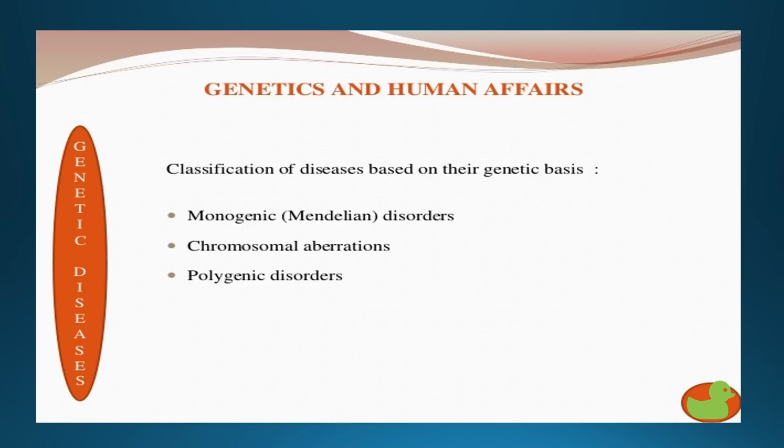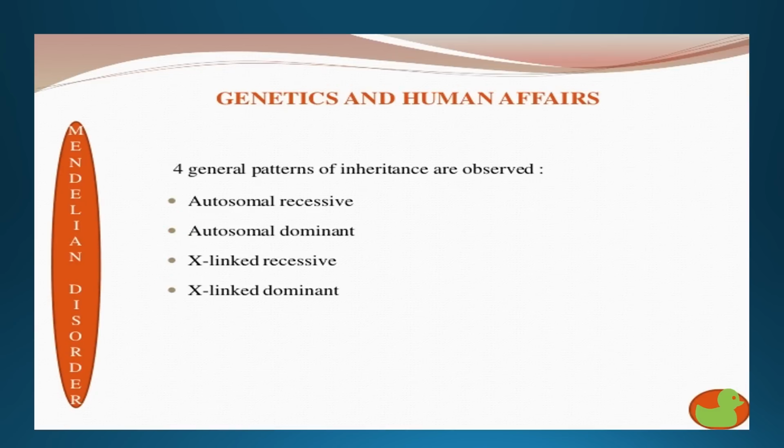Genetic diseases are classified into three types. They are monogenic or Mendelian disorders, chromosomal disorders, as well as polygenic disorders. Mendelian disorders are caused due to the mutation in a single gene. Chromosomal aberrations are caused due to the mutation in chromosomes. Polygenic diseases are caused due to the mutation in several genes.